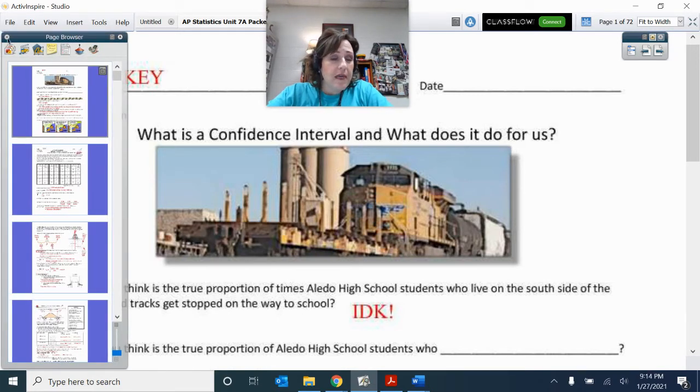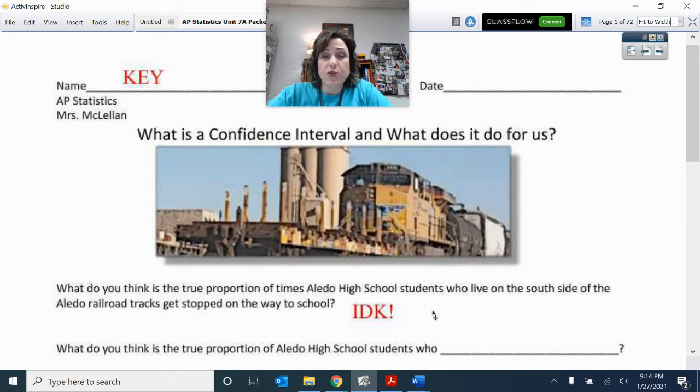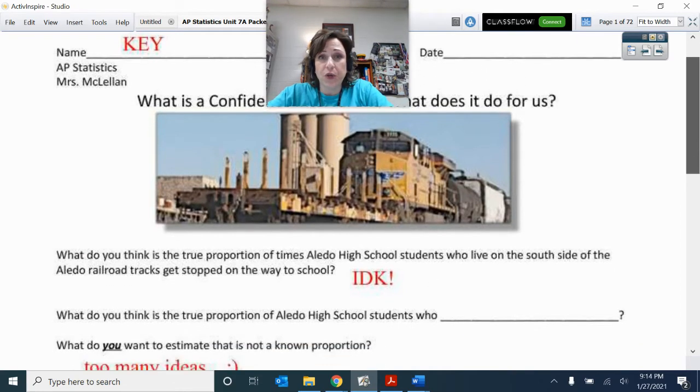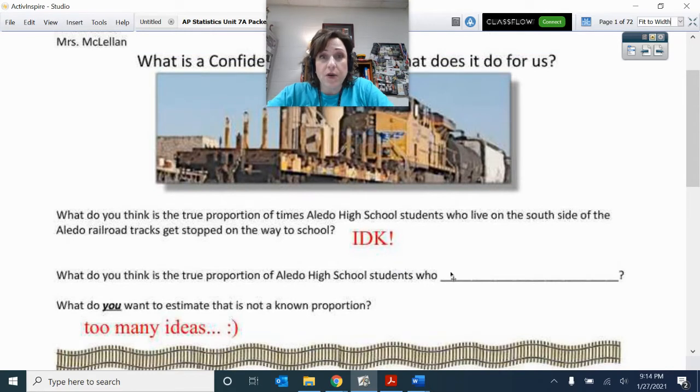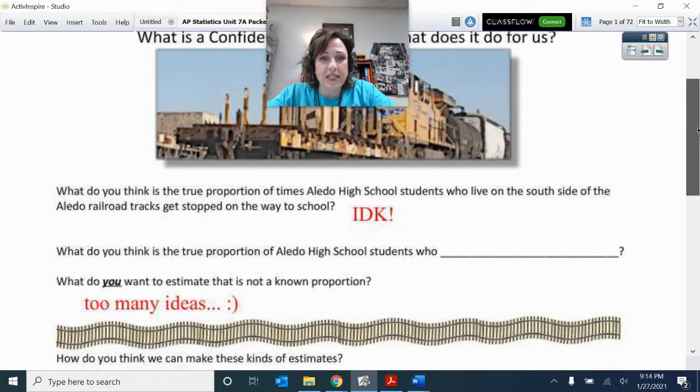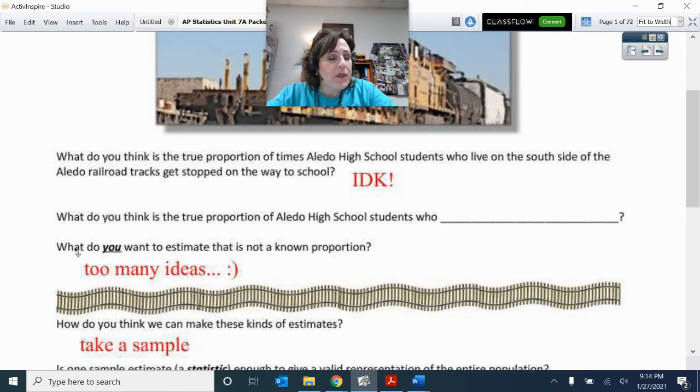What do you think that true proportion of high school students who, I don't know, whatever, what do you want to know? The proportion of high school students who have a birthday in September. I mean, we could probably comb through the data to do that, but the proportion of high school students who prefer Pepsi to Coke, I don't know. Whatever it is that you are interested in knowing, how could we do that? What do you want to estimate about a population that is not known? Well, how do you think we might do this?